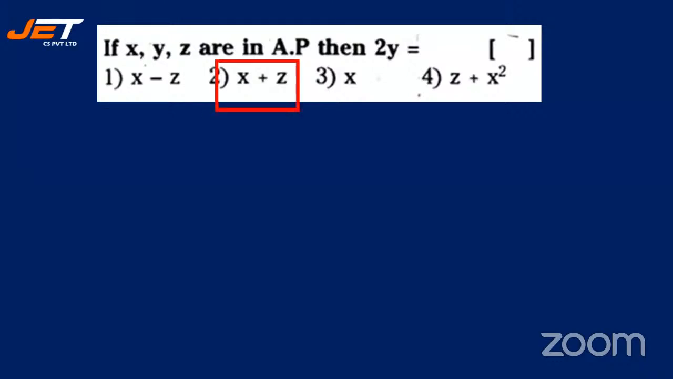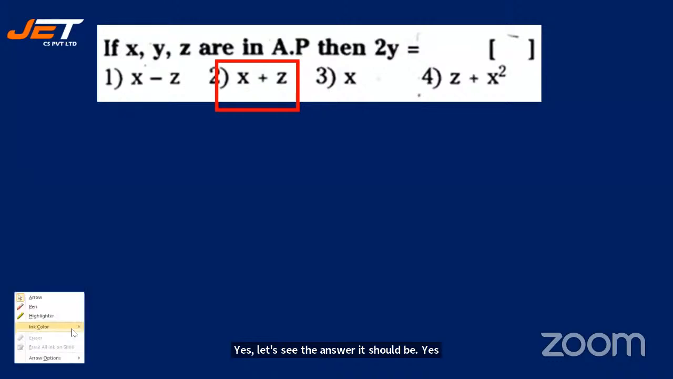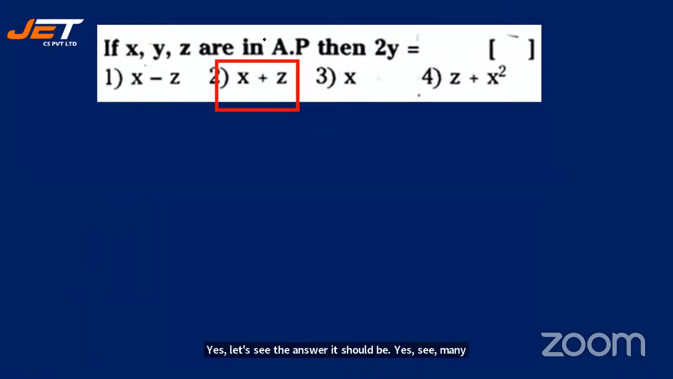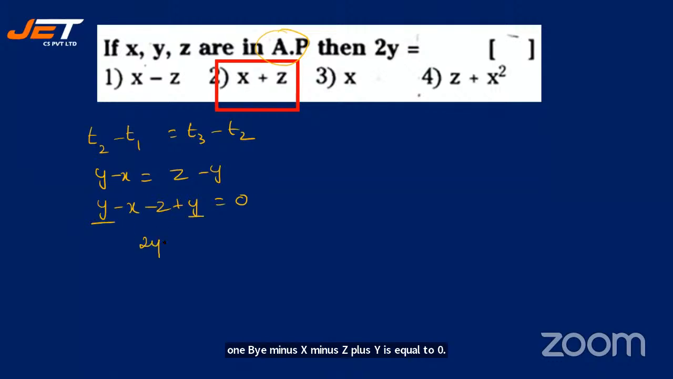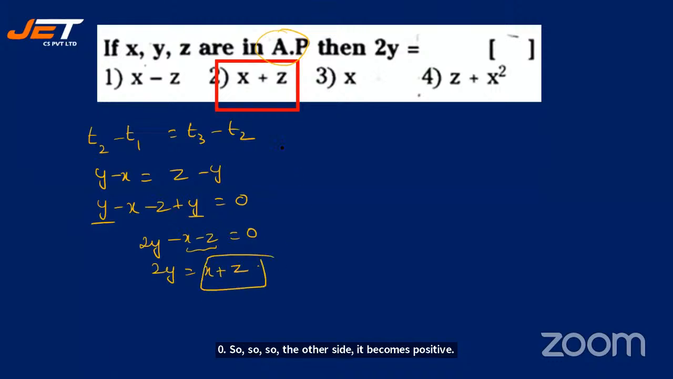It should be, yes. See, many might have a doubt. You know, they say that it is an AP. So which means the second term T2 minus T1 should be equal to T3 minus T2, isn't it? So y minus x should be equal to z minus y. So bring all one in one. Y minus x minus z plus y is equal to 0. So y plus y is 2y. Minus x minus z is equal to 0. So 2y is equal to, when these two terms goes to the other side, it becomes positive. So that is why 2y is x plus z.